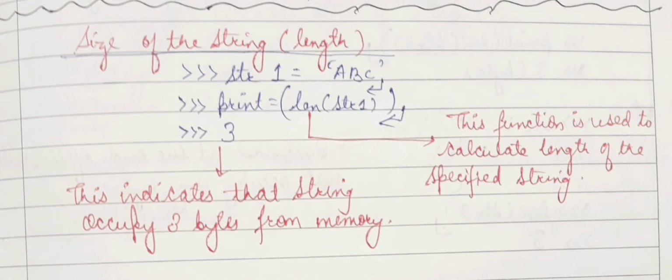So let's see. str1 is equal to single quotation mark abc. Then we enter it. Then print length of str1. Enter, then the output will be 3. Here the length function is used to calculate the length of the specified string. And 3 indicates that the string occupies 3 bytes from the memory. If the string is within single or double quotes, then the number of characters is equal to the number of bytes.